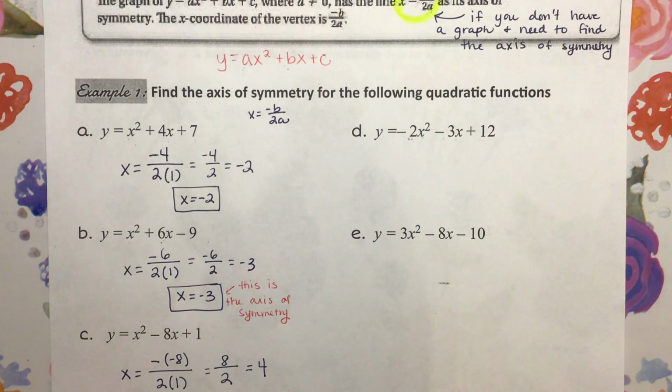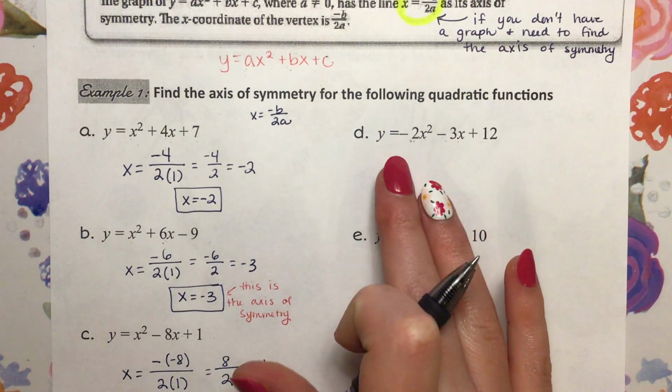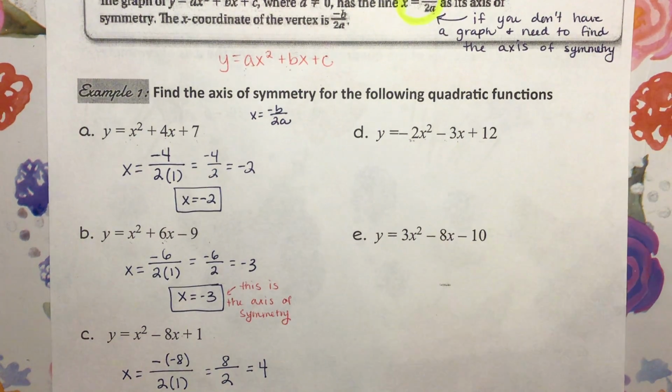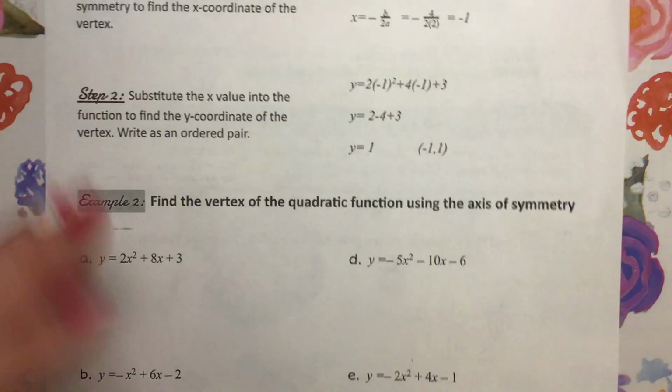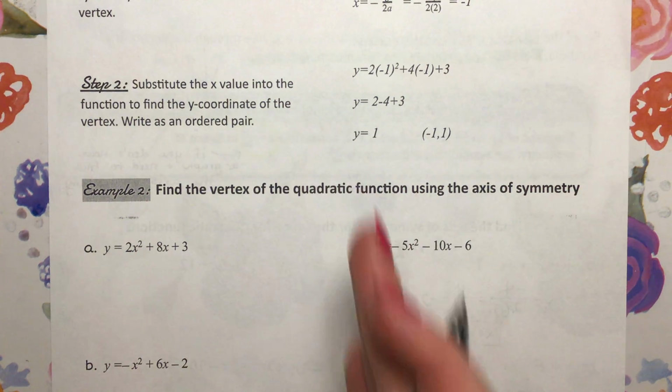So this is the first step into being able to graph a quadratic equation and also just learn some things about it. So we are going to do example D and E in class. So for now, please flip your pages over and we're going to do the back part. So we've just talked about how to find the axis of symmetry. And remember, the axis of symmetry is that line cutting a parabola in half.